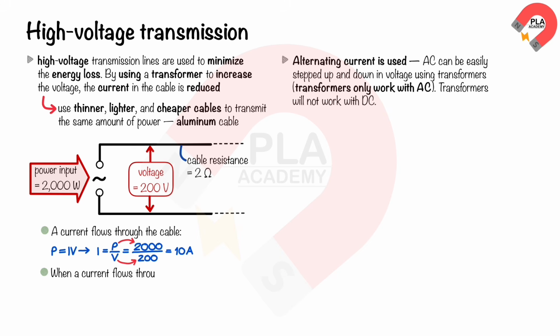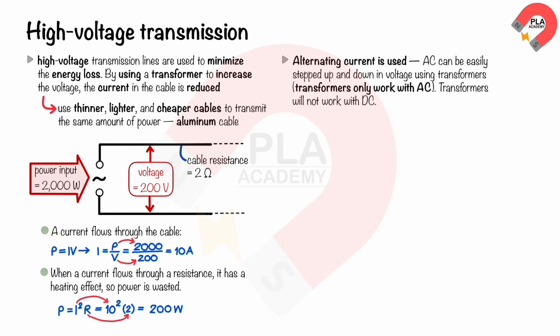When a current flows through a resistance, it has a heating effect, so power is wasted. The power loss can be calculated by power equals current squared times resistance. To substitute, current is 10 and resistance is 2. The result of power loss is 200 watts.